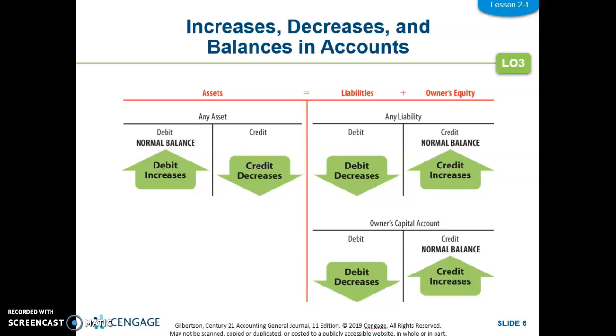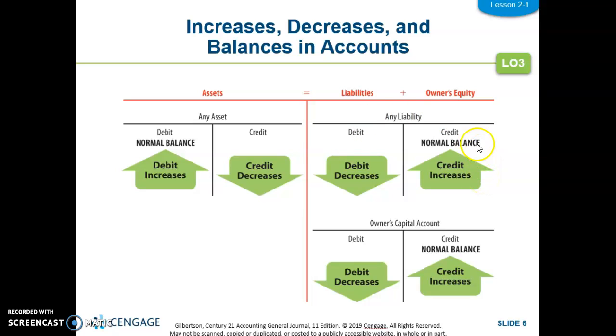So looking at our T accounts here, any asset will have a normal balance on the debit side, and the normal balance is always the side that increases. So for cash, we would increase if we received cash. We would record that on the debit side of the T account. Whereas if we were to pay cash, that would be decreasing our cash, and it would receive a credit. Now that's the left side of our equation.